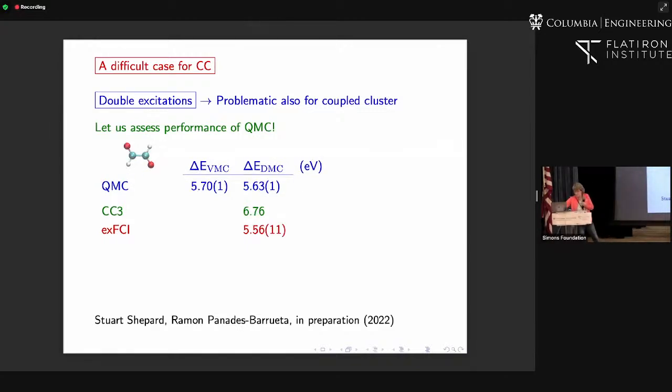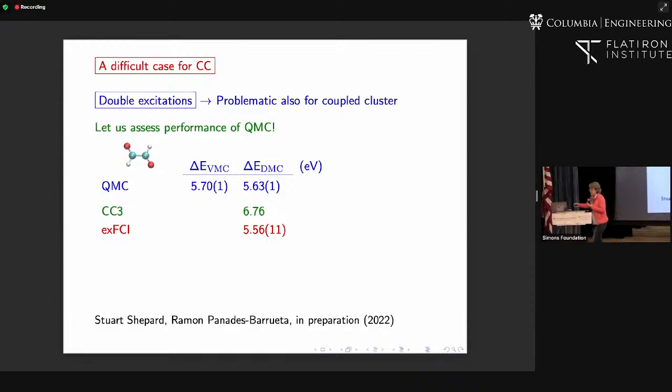Now, this is another one, glyoxal, again a slight deviation between VMC and DMC, but acceptable. Coupled cluster is 1 eV higher, and now extrapolated full CI starts to be hard. As the system gets large, you get it with a 0.1 error, but we are reasonably close. And then at some point we start to trust QMC as the reference.